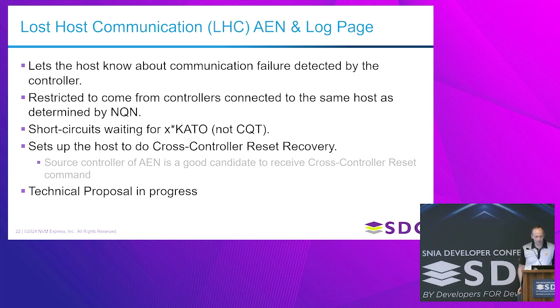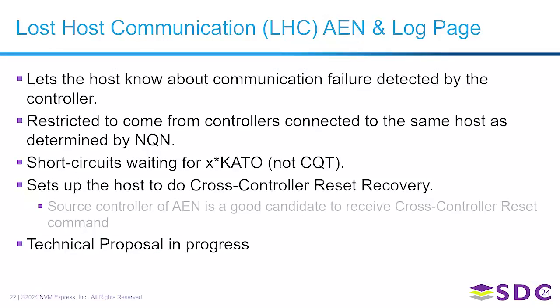So lost host communication is a notification that comes from the controller to the host over one of the other paths that's available. This is a fabric. We expect, for redundancy, that you're going to have more than one path between the host and the subsystem, and so we're going to use those other paths so that we can start recovering. There are a number of advantages when we have this available to us.